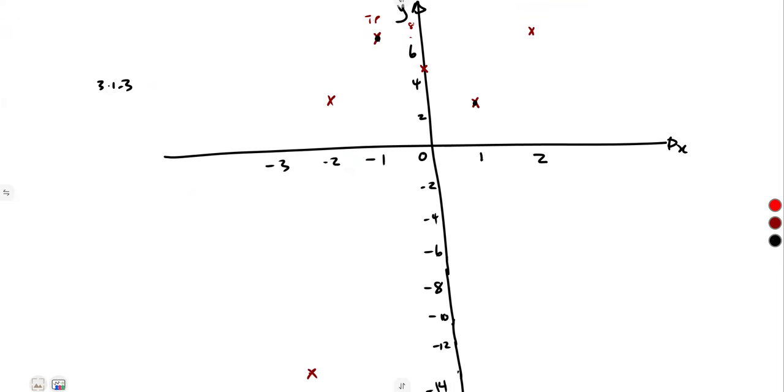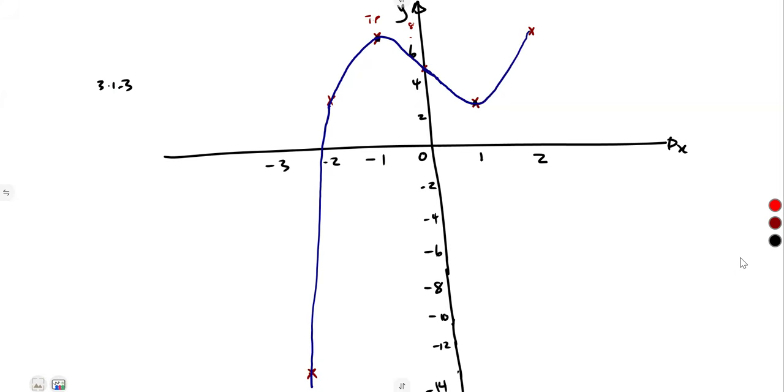Yeah, something like that. Let me just redo it. To the turning point, something like this. Then this one is also a turning point. Something like that.